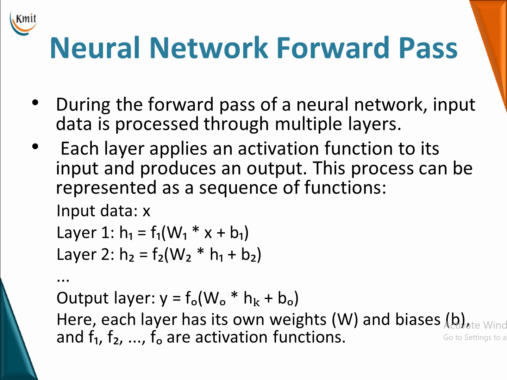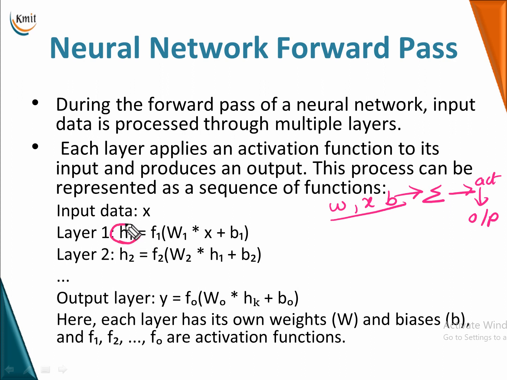So you can see here in the neural network forward pass, the input data is processed through multiple layers, right? You know what is happening inside a forward pass. So what do you have inside a forward pass? You have a weight, you have this input, and then you have this bias. These three go into a linear relationship, and then you apply an activation function, and what you get is an output.